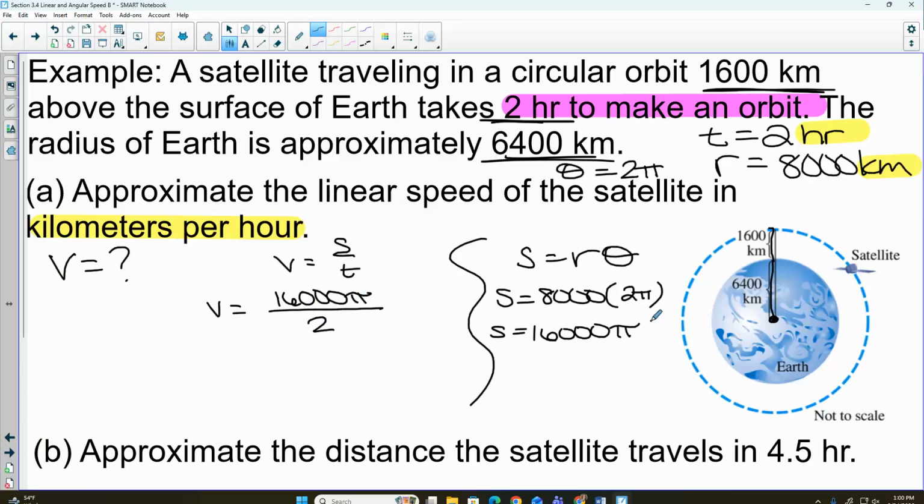Okay, if you want units, s is kilometers, t is hours, so that's just showing you again it is kilometers per hour once we divide these. And we get 8,000 pi kilometers per hour.